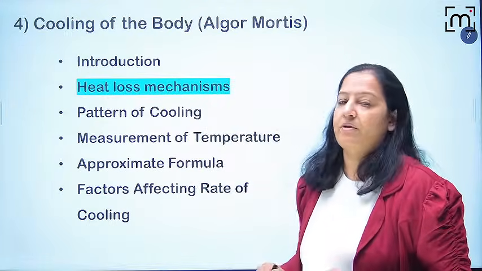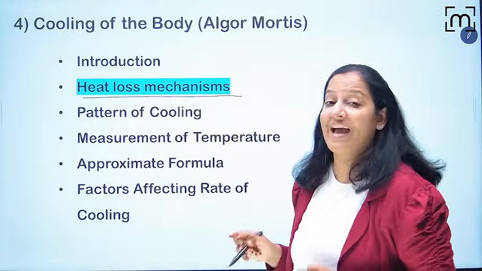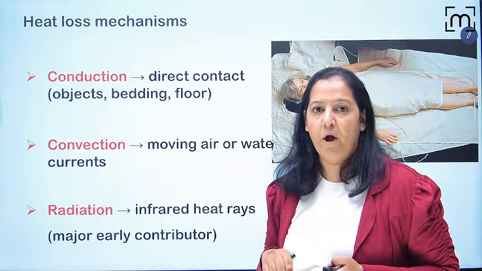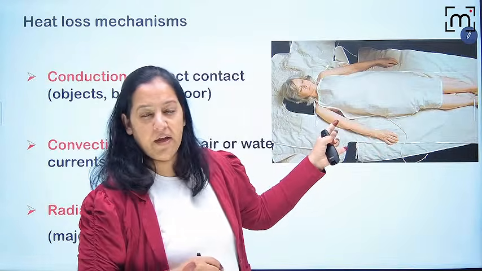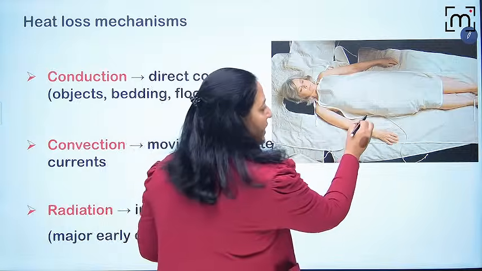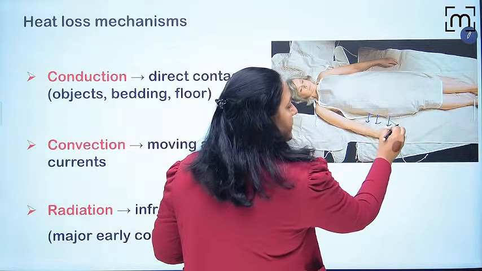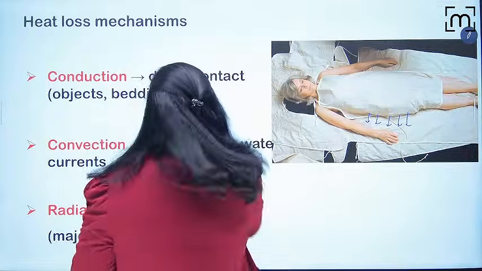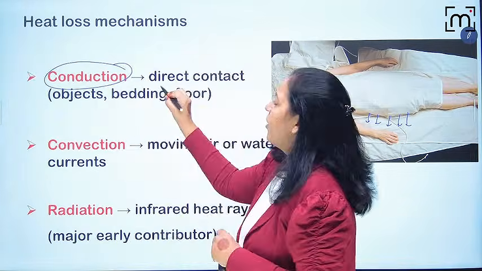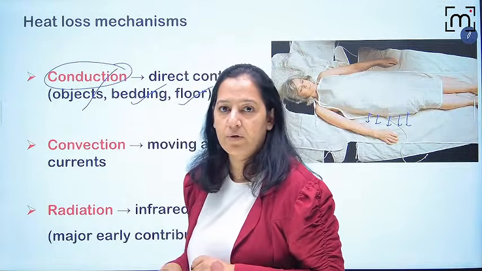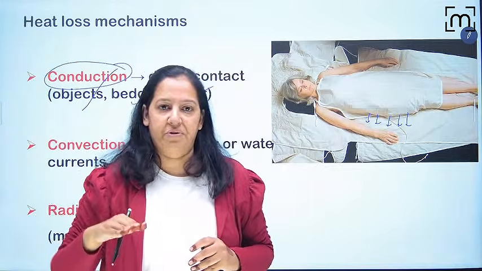Now with this introduction, let me come to the heat loss mechanism in a dead body. Which one is working in a dead body, out of the three? All three. Suppose this is a dead body. It is losing heat. How? Via direct contact, it is losing heat to the surface, wherever the body is lying. So this is conduction: via direct contact, it is losing heat to the bedding, floor, and objects all around.